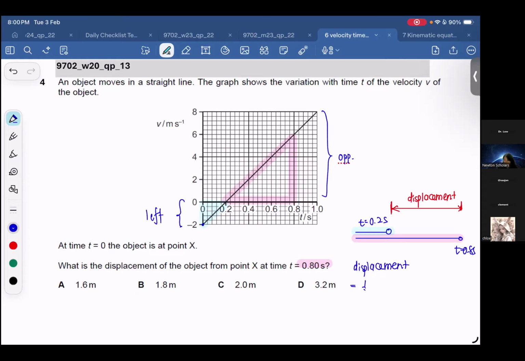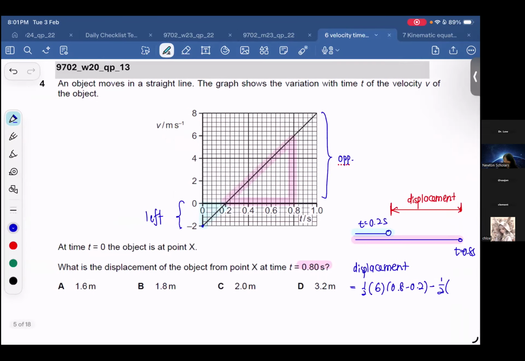So this one is 1 over 2, then the height is 6, the base is actually 0.8 minus 0.2. This one is the pink color region. Then minus 1 over 2, the blue color region, which should be 2 times 0.2. If you do everything correctly, your answer should be 1.6 meter.